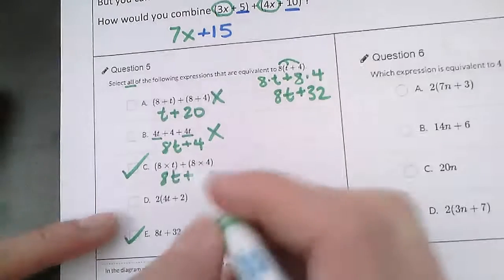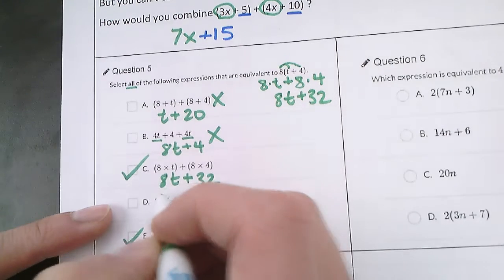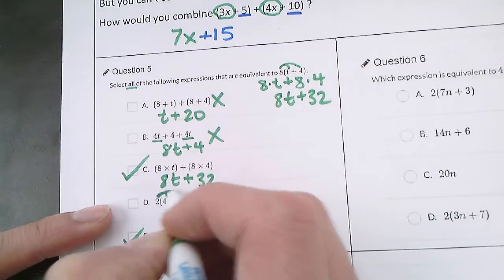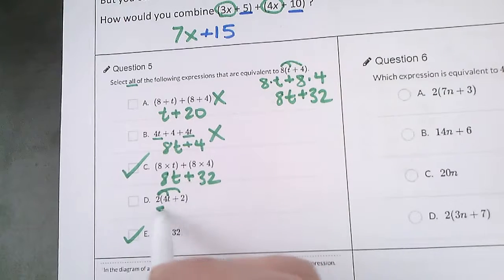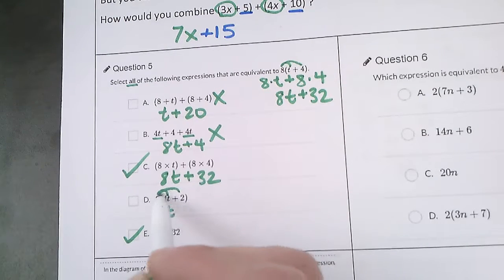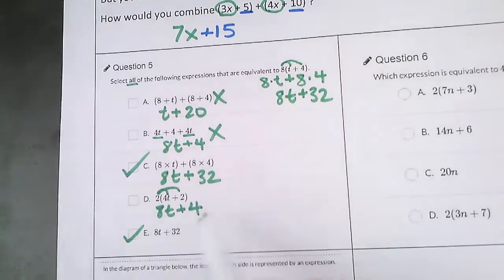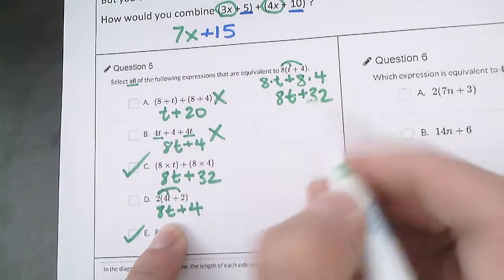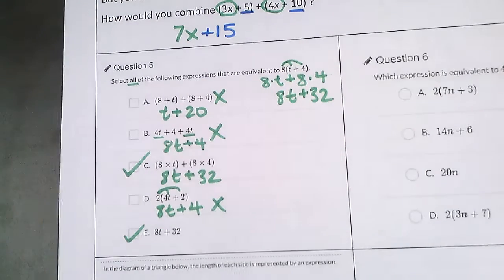And we got to check this last one. 2 times the quantity of 4t plus 2. What we can do is the distributive property again. 2 times 4t gives me 8t, and then 2 times 2 gives me 4. So 8t plus 4, is that the same thing as 8t plus 32? No. So it's C and E are my answers for this one.